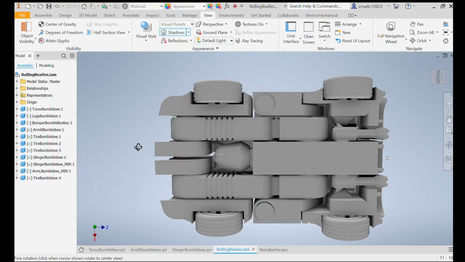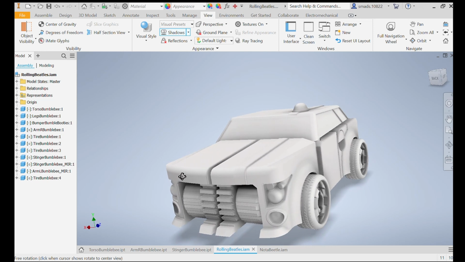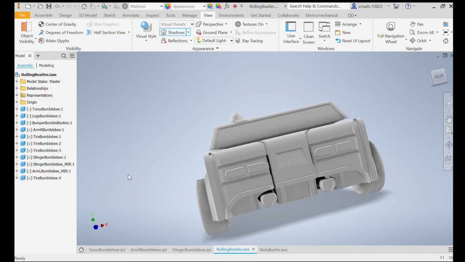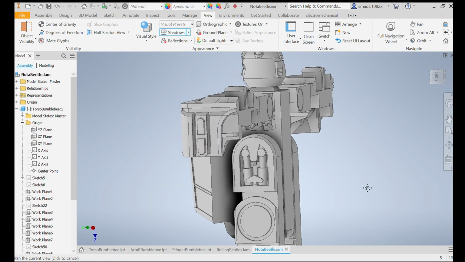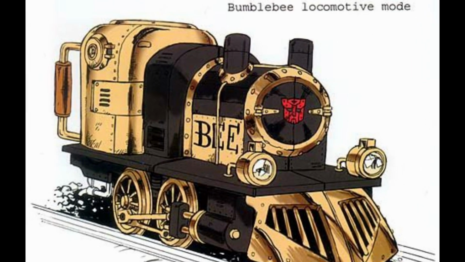My Bumblebee is the smallest Transformer I've ever made, it's the most articulated Transformer I've ever made, and I borrowed its design cues from virtually every iteration of the character, except Train Bumblebee. We don't talk about Train Bumblebee.